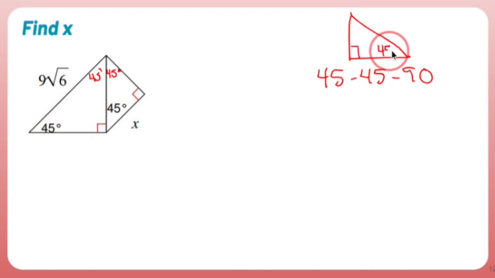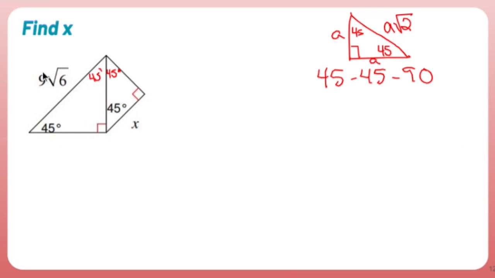But it says if I have a triangle with 45 and 45 and 90 degrees, if I have a leg here, the other leg is exactly the same because this is isosceles. Also, the hypotenuse is going to be square root of 2 times a leg. So if this was 5, 5 root 2. Got it? Now, how does that help me here?